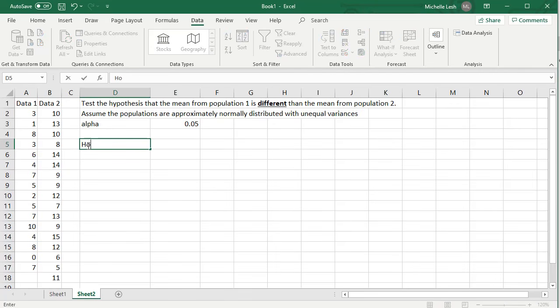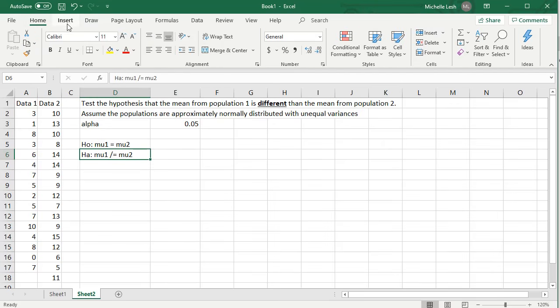If you were to write this out, for your null hypothesis, you always have the equal sign. So is the first mean equal to the second mean? The null hypothesis always has the equal sign. The alternative hypothesis would be that they're not equal to each other, so you could write that as mu1 not equal to mu2. All right, so that's what we're trying to test.